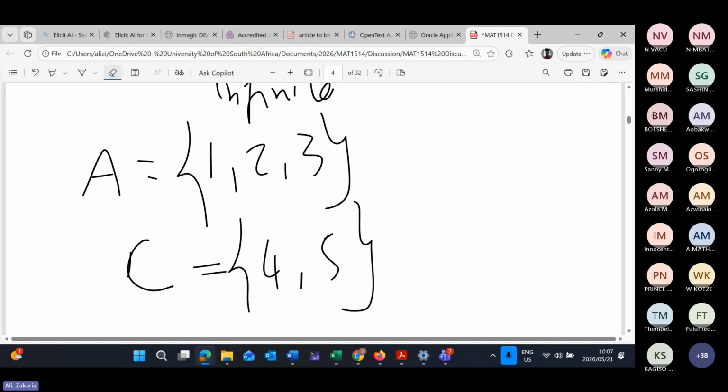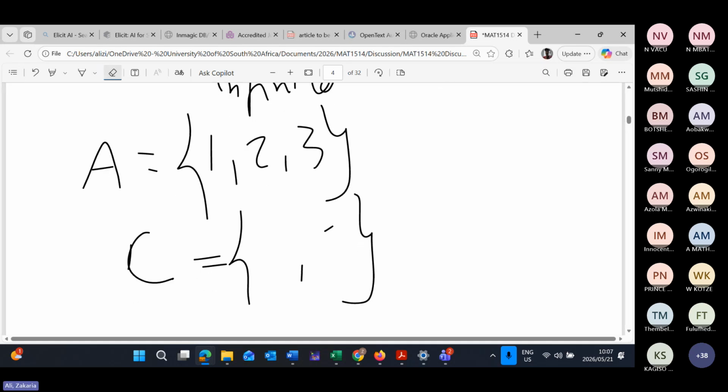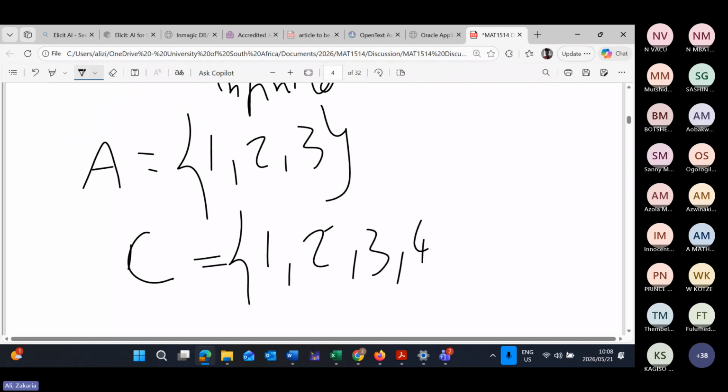Or in fact, let me take an element of the set, all of those in the set A, and 4 and 5. So let's say 1, 2, 3, 4, and 5. Okay, who can tell me what is the relation between the set A and the set B?